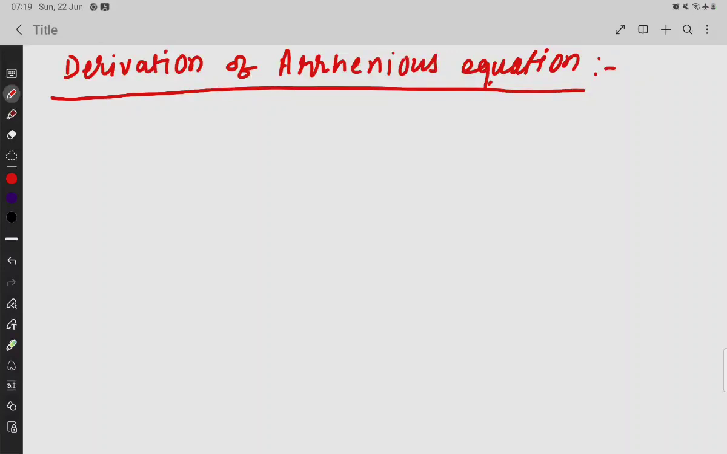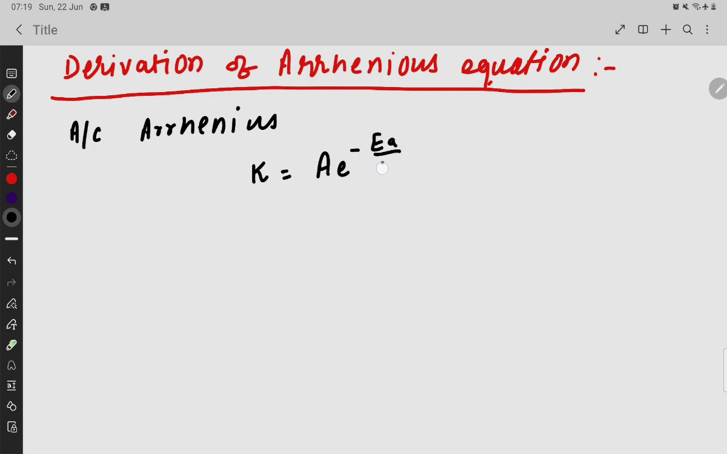Hello student, let's try to understand the topic: derivation of the Arrhenius equation. Arrhenius gave an empirical equation for the rate constant: k is equal to A e power minus Ea upon RT, student, right?